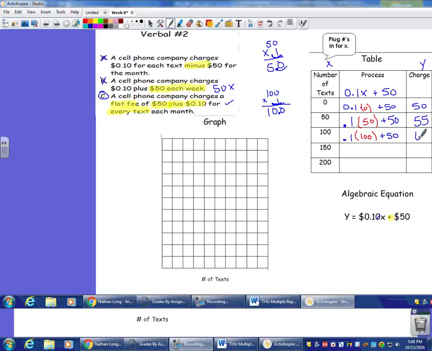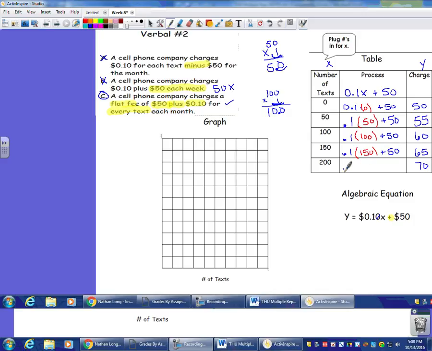And if you look, most people picked up on a pattern. The next number would be 65. And the number after that would be 70. And we can still check our work by plugging in all of these numbers. 0.1 times 150 would be $15. Plus that $50 initially that we have to pay would in fact give me 65.